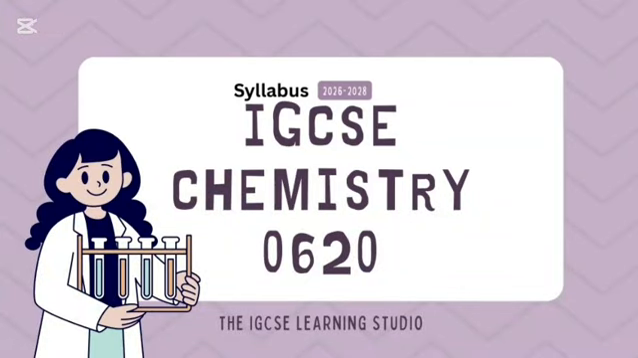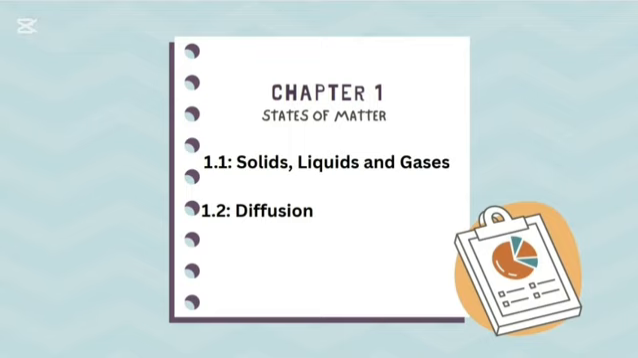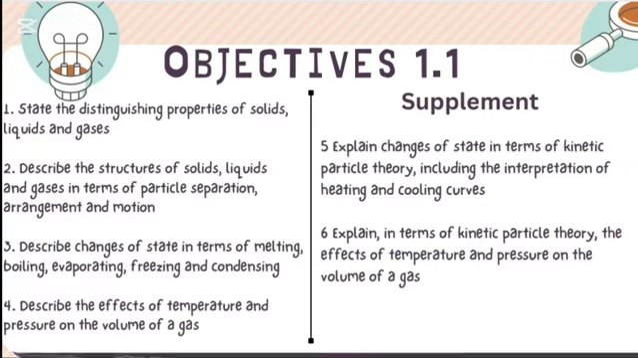Today I will be explaining 0620 Chemistry, Chapter 1, States of Matter. Chapter 1 consists of two subunits, 1.1, Solids, Liquids and Gases, and 1.2, Diffusion. Let's move on to the objectives now.